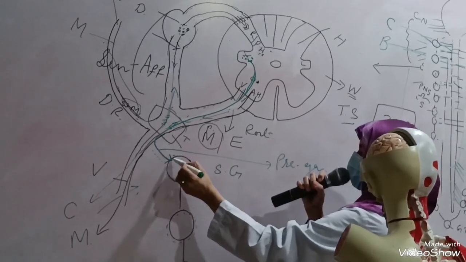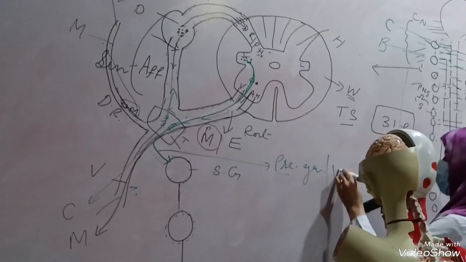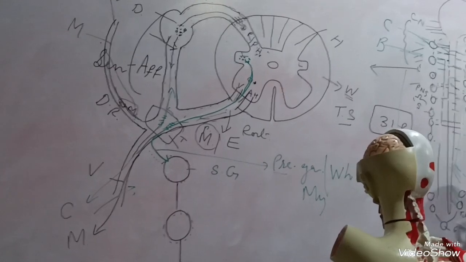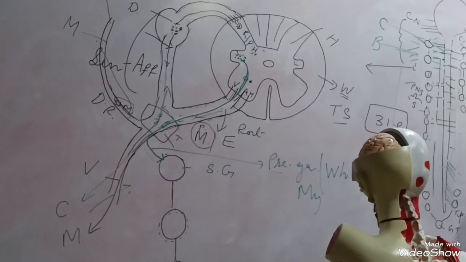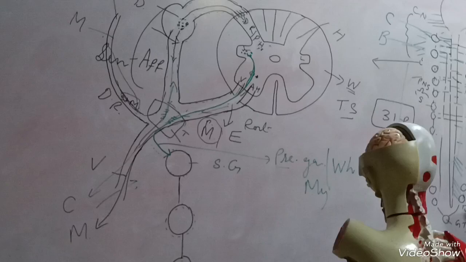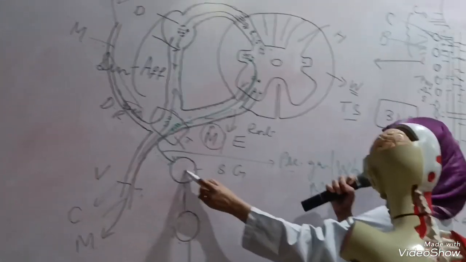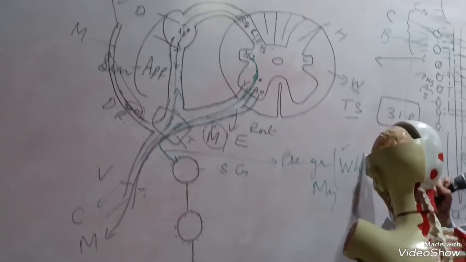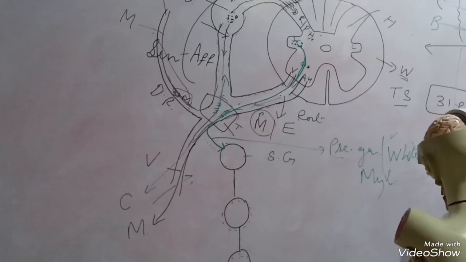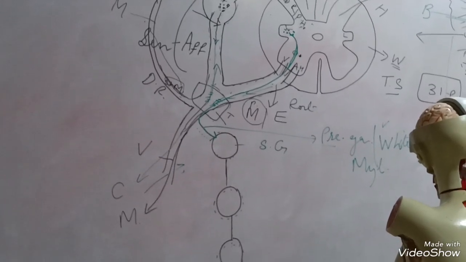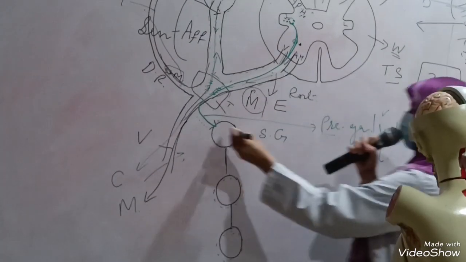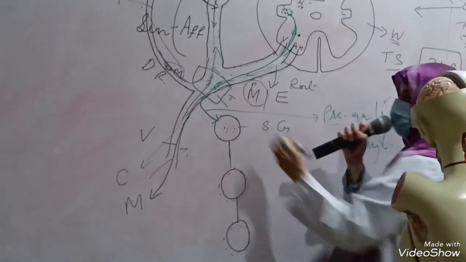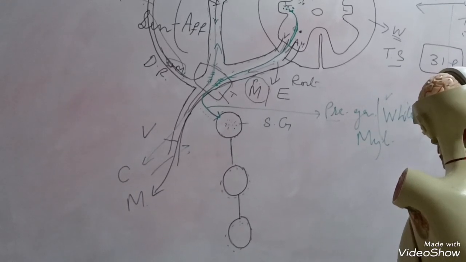Why are we calling these preganglionic fibers white rami? Because they are myelinated. Whenever an axon is covered by a myelin sheath, that gives a white color. So preganglionic fibers reaching the sympathetic ganglion are also called white rami, or myelinated fibers. Okay? Now, from this ganglia, these fibers have come. The ganglion is also filled with neurons. As we know, a ganglion is a collection of nerve cell bodies.